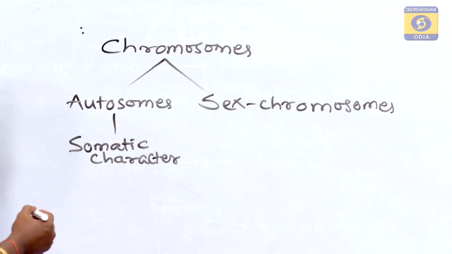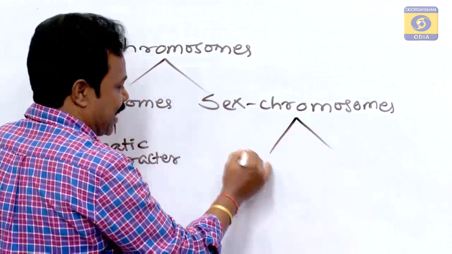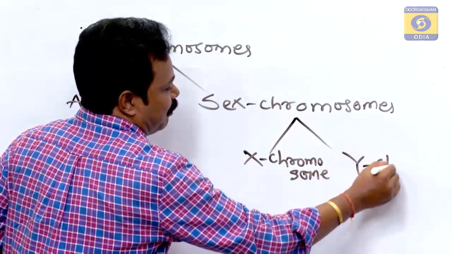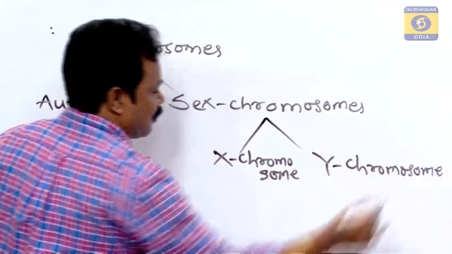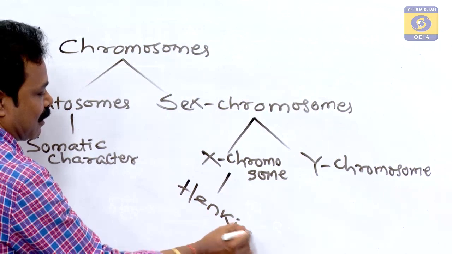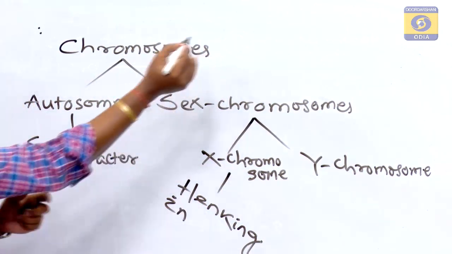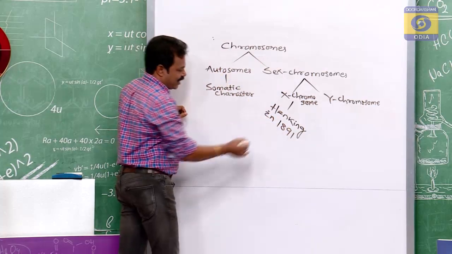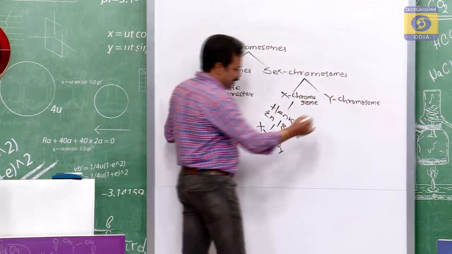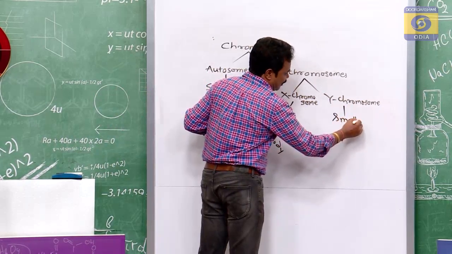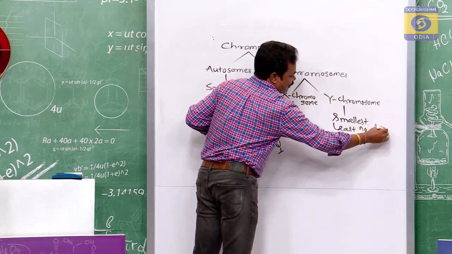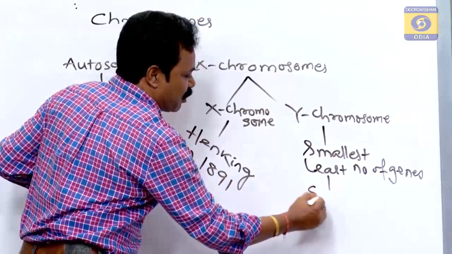also sex-linked traits. These sex chromosomes are of two types, X chromosome and Y chromosome. This X chromosome was discovered by Henking, and he called it the X body. The Y chromosome is the smallest chromosome of our body with the least number of genes, and is the sex determining chromosome.